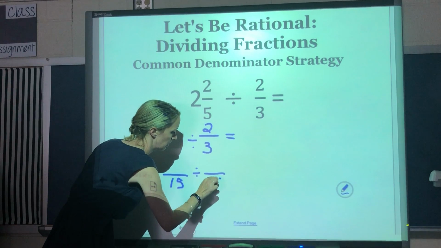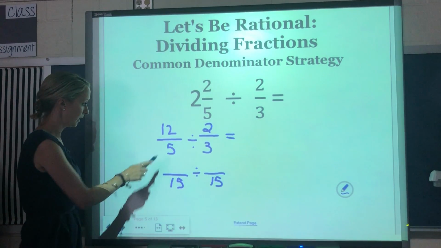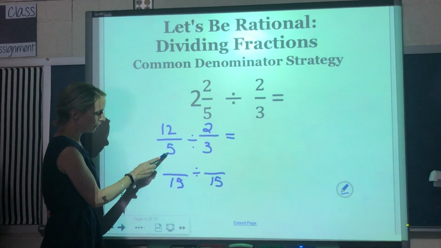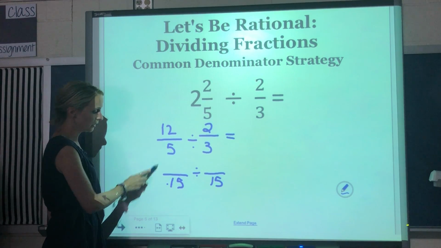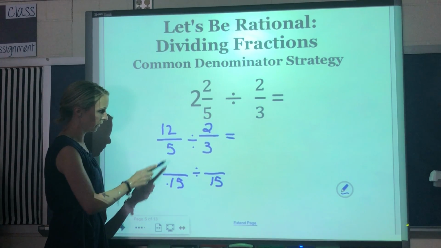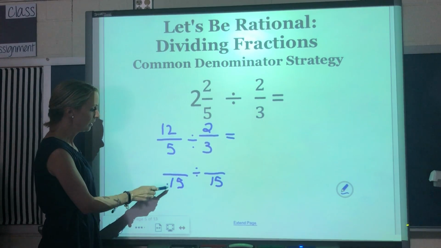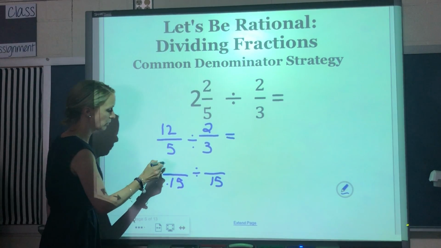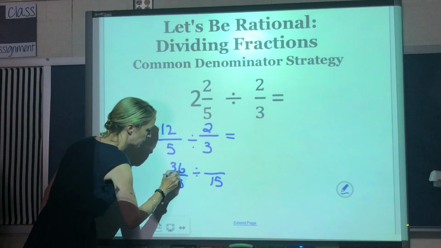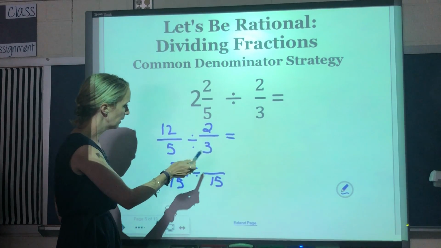So I like to start like this. And then I say, okay, how do I get from 5 to 15? Because what I do to the denominator, I'm going to do to the numerator. And so 5 times 3 is going to give me 15. So 12 times 3 would be 36. And we're going to ignore that little dot there.